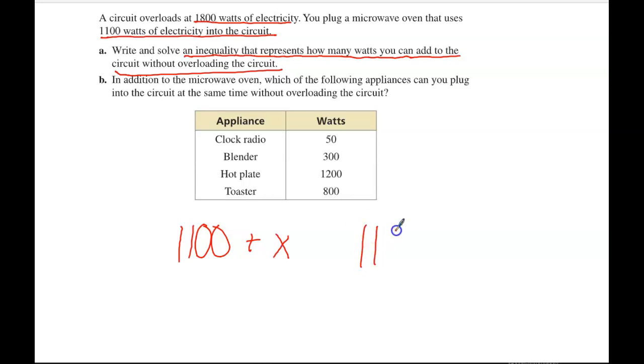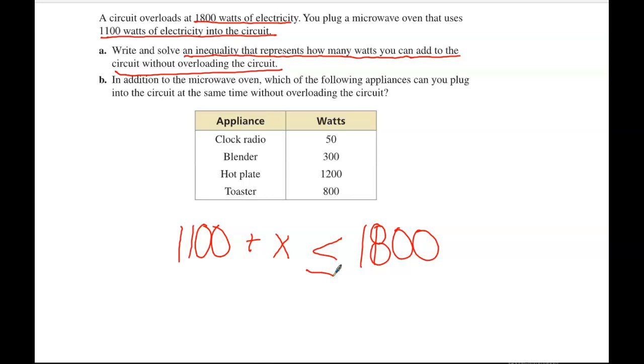And then what's our maximum that we can plug into that circuit? 1,800. Greater than or equal to. If we put greater than or equal to, we're saying that whatever we plug in on this side can be greater than or equal to 1,800. Is that true? No. Our maximum is 1,800. So that means that whatever we have plugged into the circuit has to be less than or equal to 1,800, because we could get up to 1,800, right? Questions on writing the inequality?